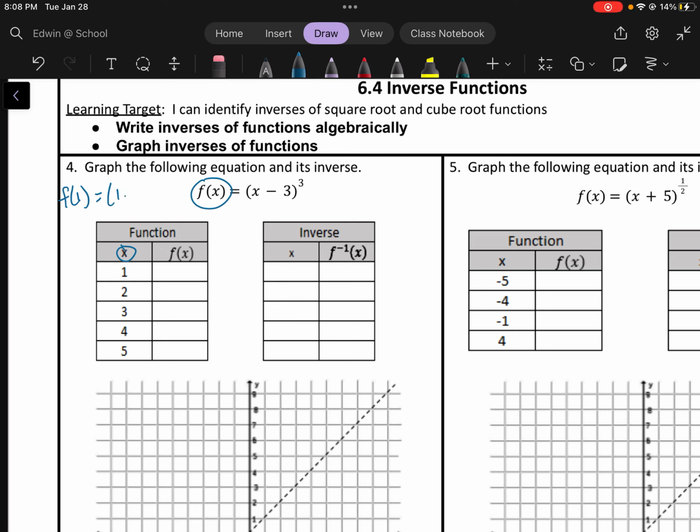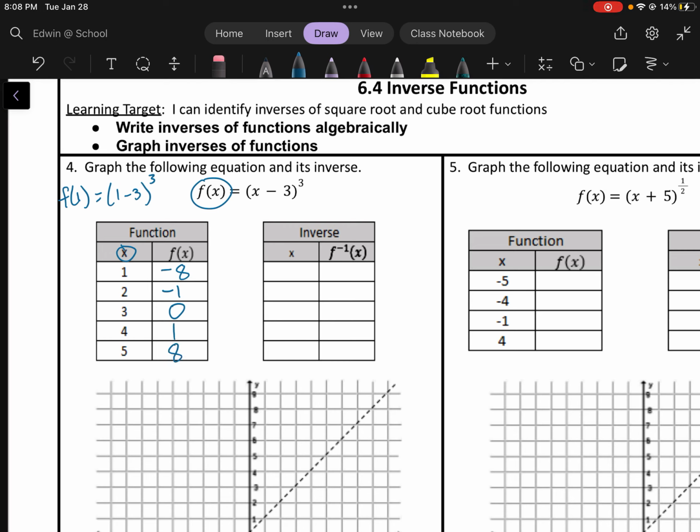Okay, so we're plugging in 1 minus 3 cubed. This is just an example I'm going to use, but the rest I'm going to do mentally. So 1 minus 3 is negative 2. And negative 2 times negative 2 times negative 2 is going to be negative 8. Now I'm plugging in 2. 2 minus 3 is negative 1. And negative 1 to the third power is negative 1 again. 3 minus 3 is 0. To the third power is 0. 4 minus 3 is 1. 1 times 1 times 1 is 1.